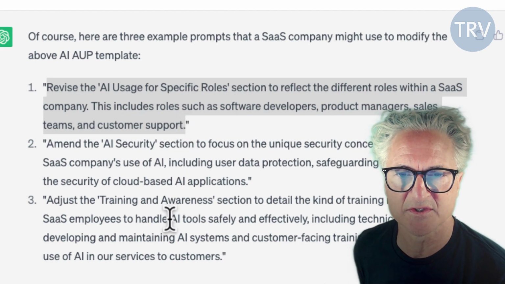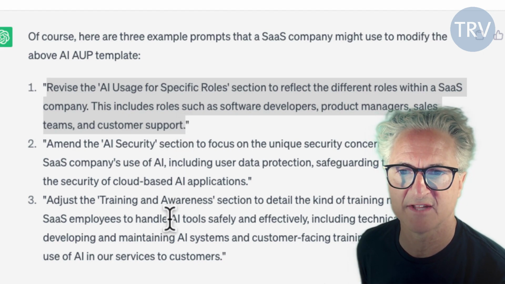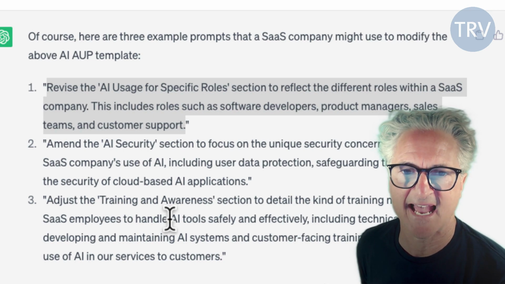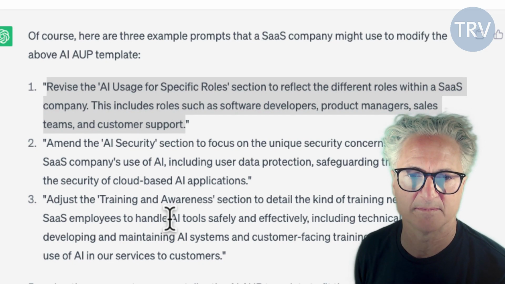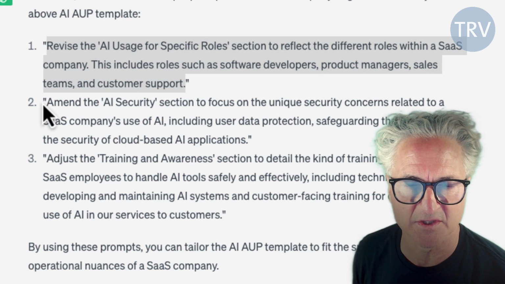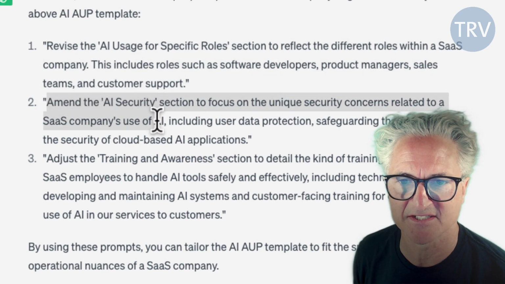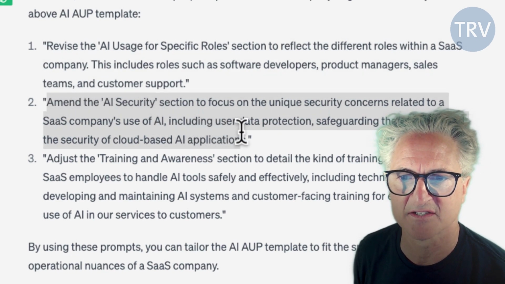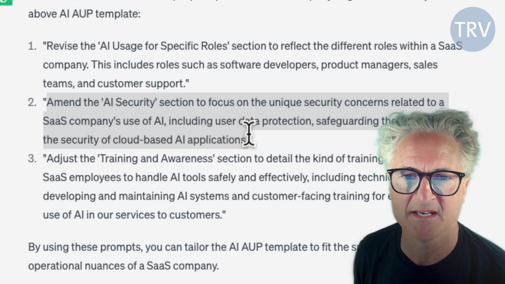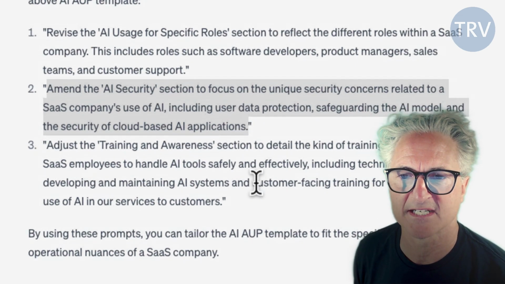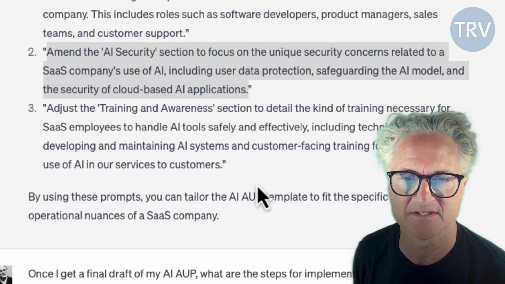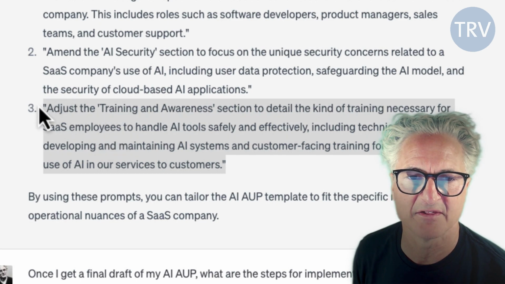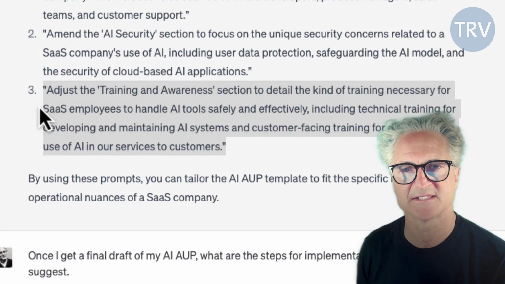Revise the AI usage for specific roles section to reflect the different roles within a SaaS company. This includes roles such as software developers, product managers, sales teams, and customer support. Or you could try, amend the AI security section to focus on the unique security concerns related to a SaaS company's use of AI, including data protection, safeguarding the AI model, and the security of cloud-based AI applications. Or you can see it provides you a third example of a prompt to adjust this template.